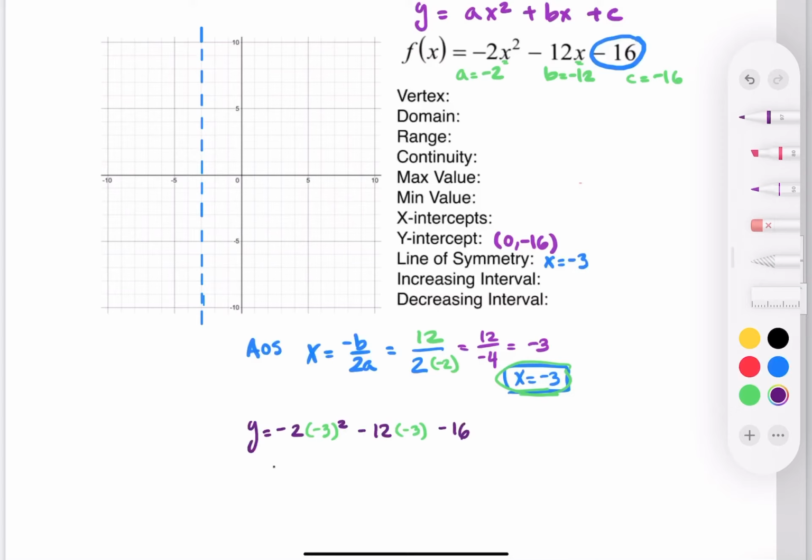So all we did is substitute that x value into our equation. Now some of you are asking, well, before it said f of x. Well, f of x and y are the same. So anytime you see an f of x, that's the same thing as your y values. So we're just going to do the math here. If I take a look at this first part, -3 squared is 9, and -2 times 9 is -18. -12 times -3 is going to give us a positive 36.